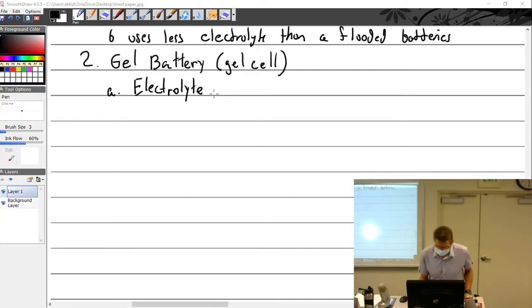What about the electrolyte, Zach? It's there. Something about electrolyte. I've just got to scroll down. Electrolyte is mixed with silica to create a gel. Electrolyte is mixed with silica. What is silica?